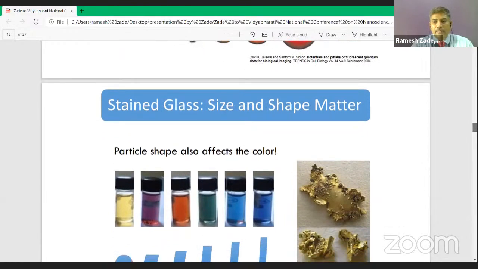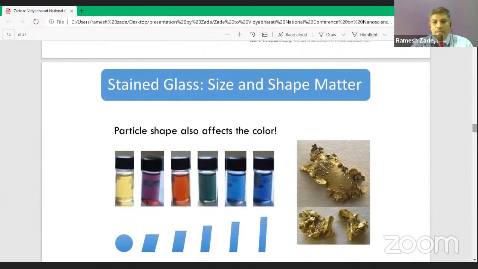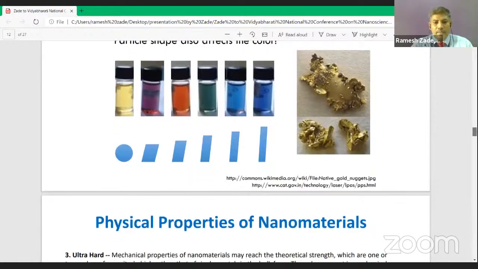Now you can see the exhibition of this nanomaterial in the form of gold particles. You can see how these gold particles are displayed, where even the shape of the nanoparticle matters in the optical properties of the material. You can see the difference.